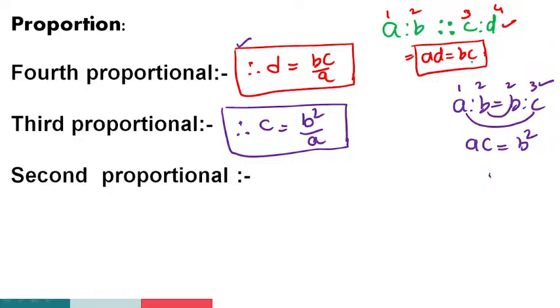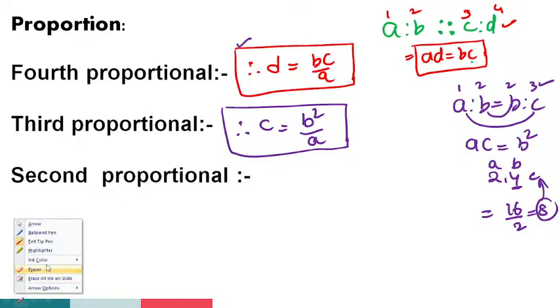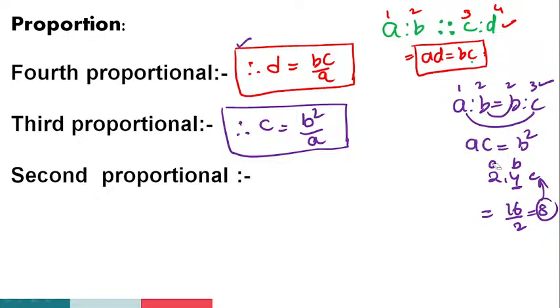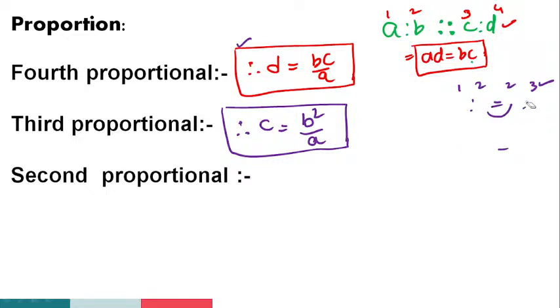For example, 2 comma 4. Find out the third proportion. So look like A, B, and C value we don't know. We have to find out the C value. What is the formula, guys? B square by A. B value is 4. 4 square is 16. 16 by 2 is equal to 8, guys. C value is 8. Just remember, guys, what is the third proportion formula? C is equal to B square by A. Clear, guys, all of you?